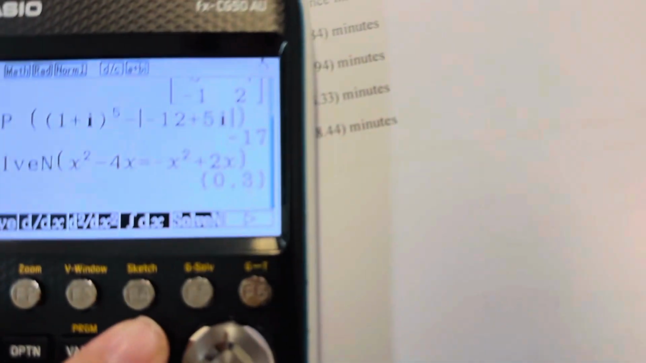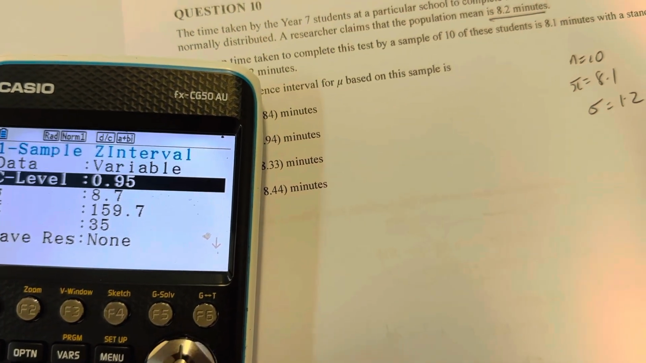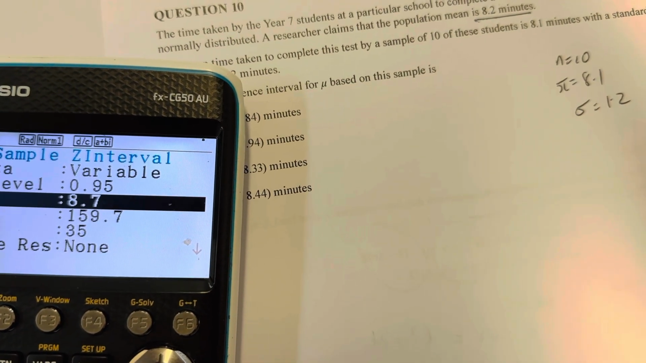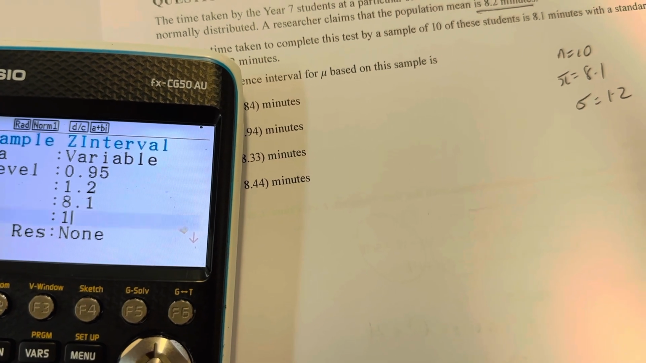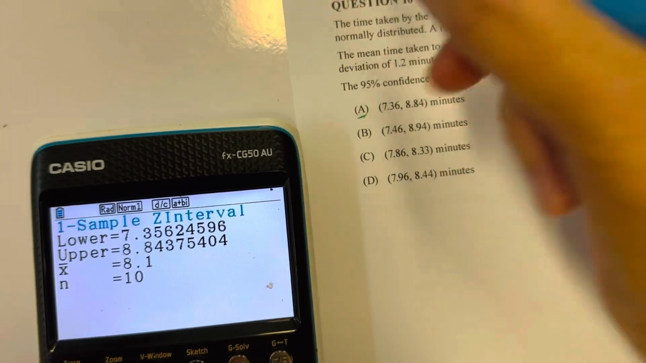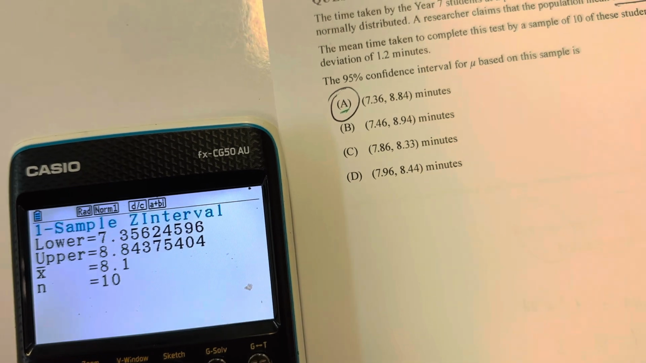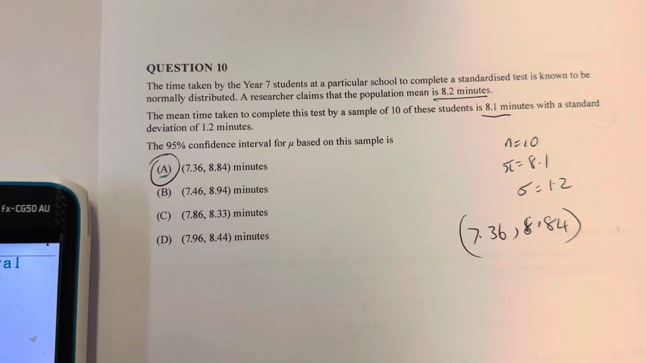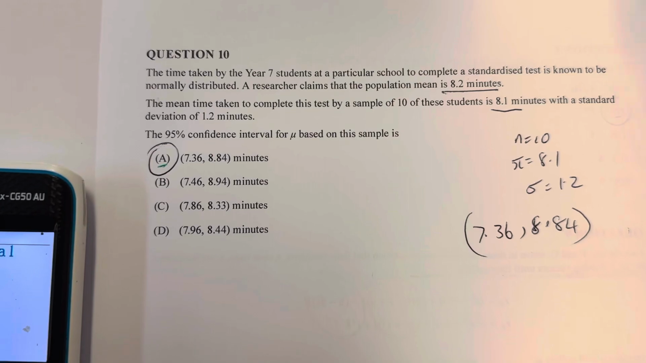So let's jump onto our calculator. We'll go to stats, Z's for our intervals. We want a 95% confidence interval. Our standard deviation is 1.2. Our mean is 8.1. N is 10. So it gives us 7.36 to 8.84. The difficulty in this question is making sure you are using the sample mean, not what the researcher is claiming the population one is. That's question 10.